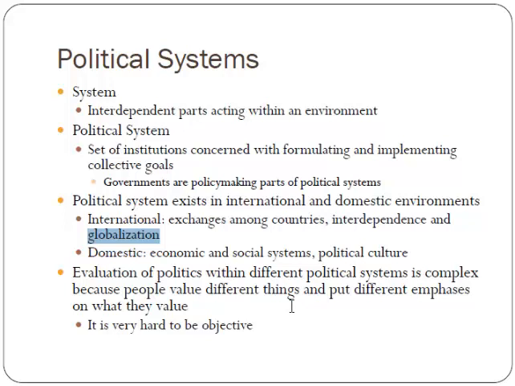You also, of course, have the political systems in the domestic arena, which means within the country. You have economic and political systems that are run within the country. You have political culture. For example, in the United States, the political culture is the conservatives against the liberals, the Democrats against the Republicans. Different countries have different types of political cultures.